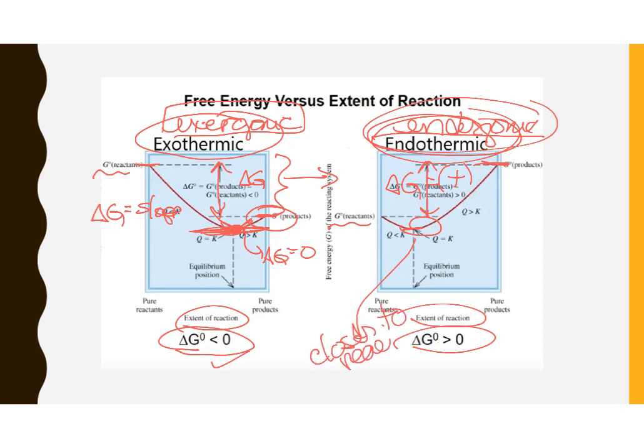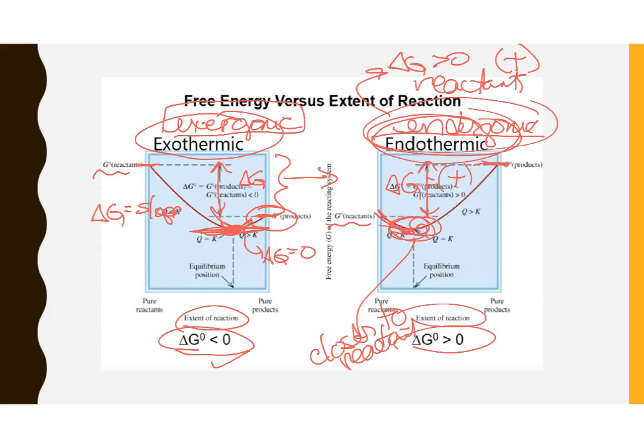What does that mean? Well, if a reaction is endergonic, so if delta G is greater than 0, if it's positive, then that means reactants are favored. So that means the equilibrium is going to be reached when you have more reactant than you do product.